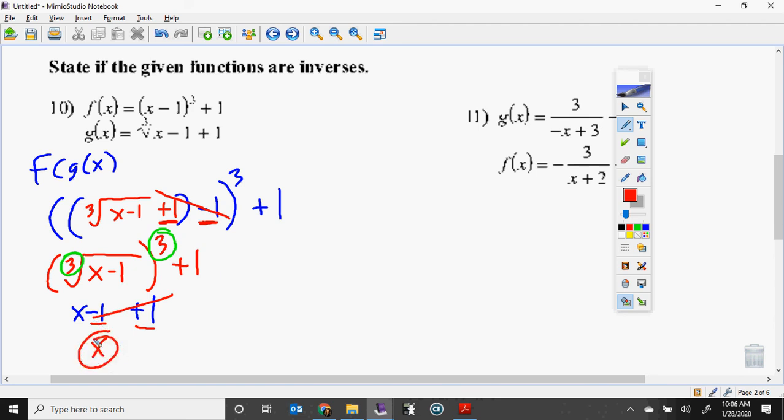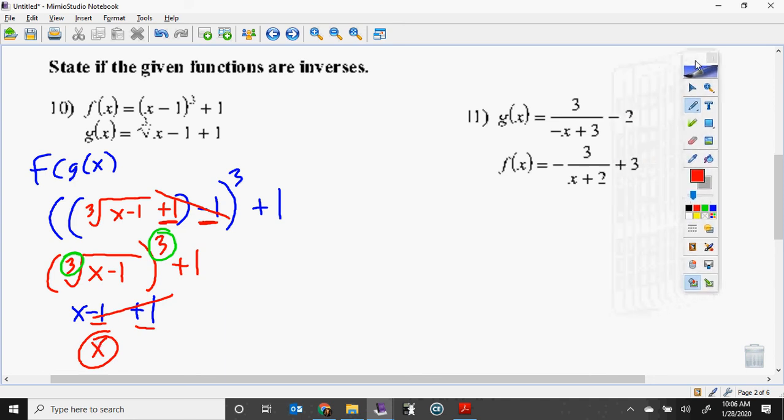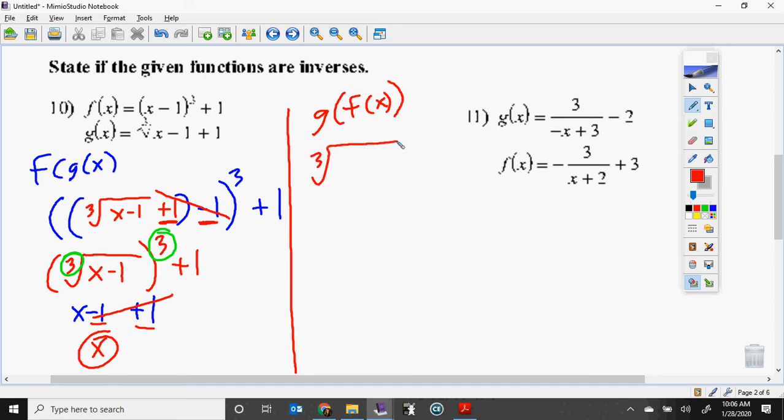So that tells me that this is most likely an inverse, but I do need to check it in both directions. So put a line right there. Let's try g of f of x. That would be the cubed root of parentheses minus 1 plus 1. Inside those parentheses, wow, I didn't leave myself much space. Let's try that again. Come down a little lower.